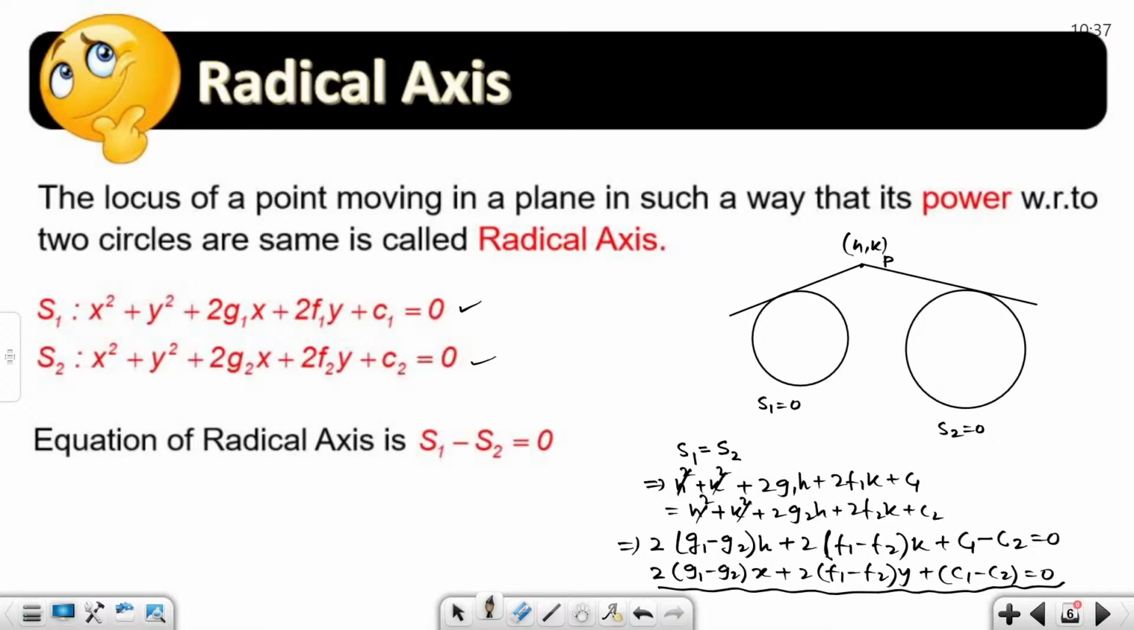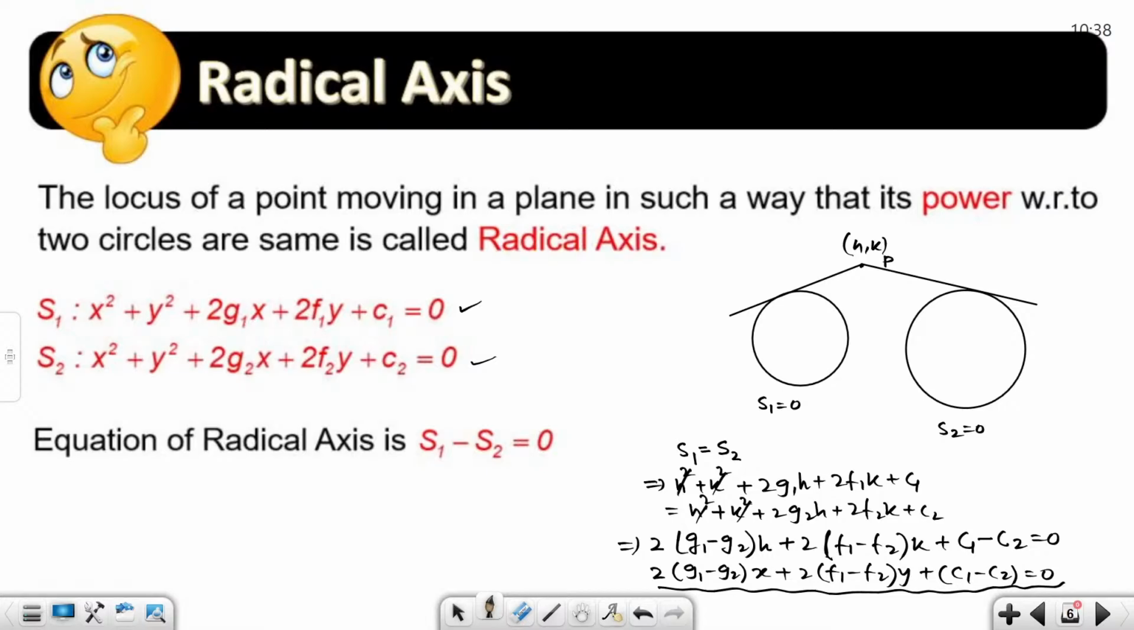So whenever two circles are given to us and we have to find the radical axis, we will simply subtract one equation from the other to get the equation of the radical axis. Is it clear?